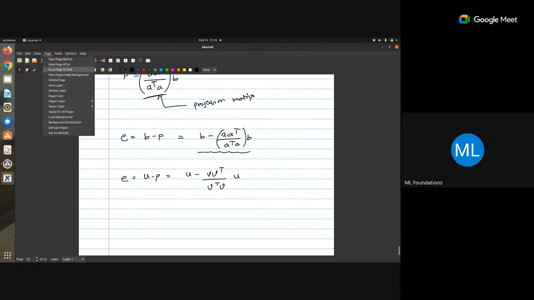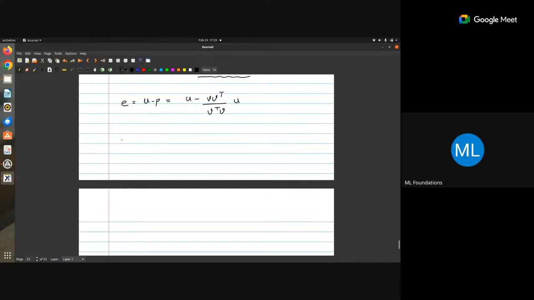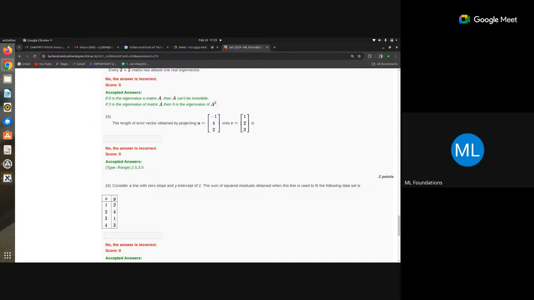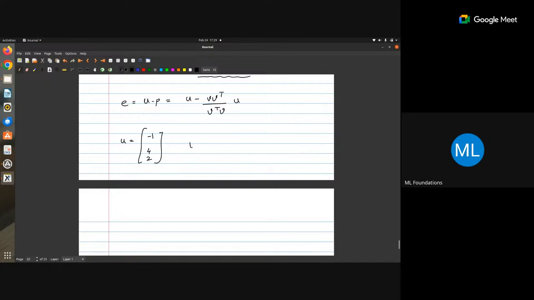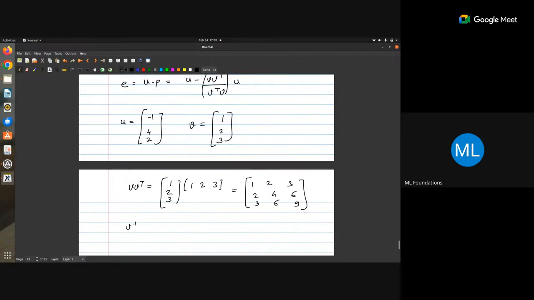Okay. Can you just tell me what are this U and V? What is U? U is -1, 4, 2. V is 1, 2, 3. Okay, we'll first solve this one. What is V transpose? V transpose will give 1, 2, 3. So here, this is 3 cross 1, this is 1 cross 3, so this is a 3 cross 3 matrix. What are the values? First row 1, 2, 3, then 2, 4, 6 and 3, 6, 9.